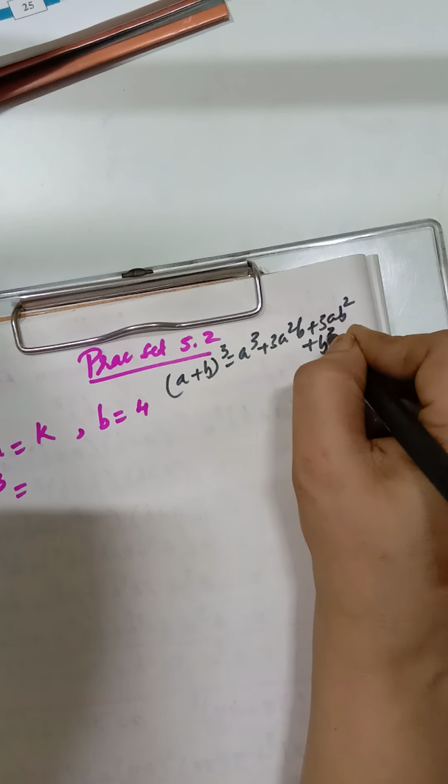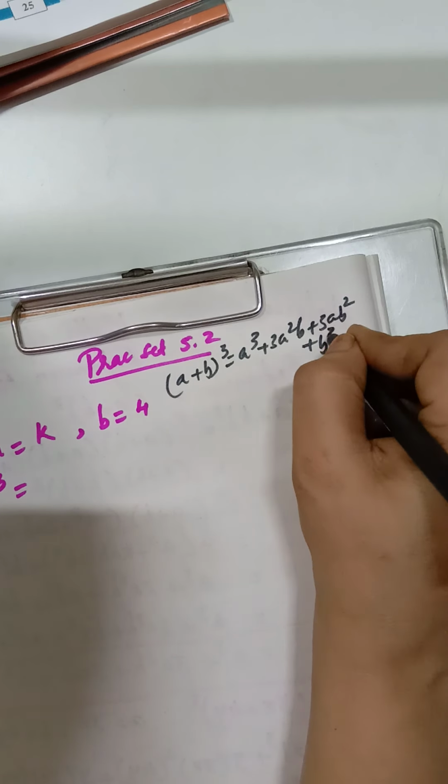So this is equal to k cube plus 3 4s are 12, 12k square plus 3k into 16 plus 4 cube is nothing but 64. So this is equal to k cube plus 12k square plus 3 16s, that is 48k plus 64. Clear children? So this way, if you want, you can reduce one step if you want.